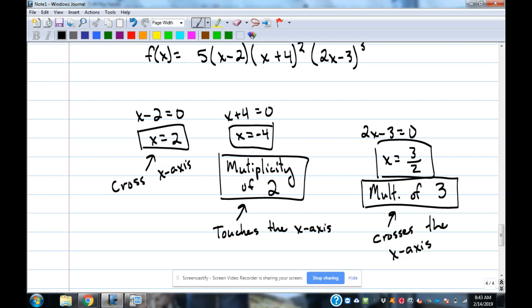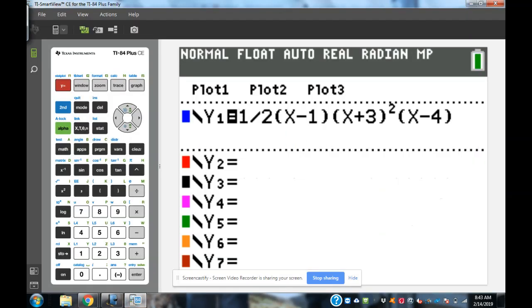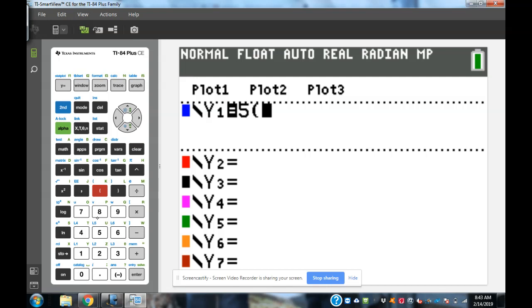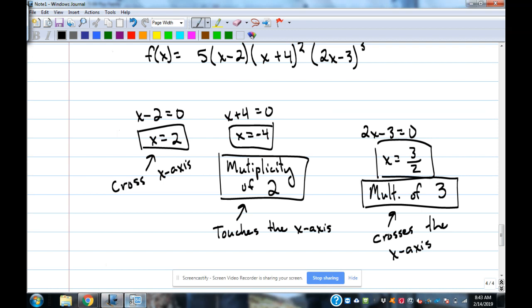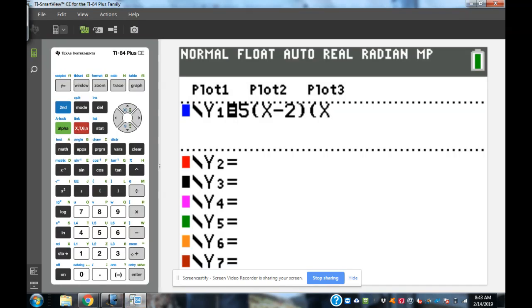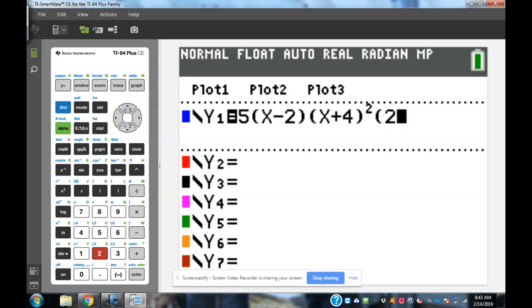All right. If we graph that, let's see if it'll do it without screwing up this time. x minus 2, parentheses, x plus 4 squared, parentheses, 2x minus 3. Thanks, man. Have a good trip. Seth, you need to go? All right.